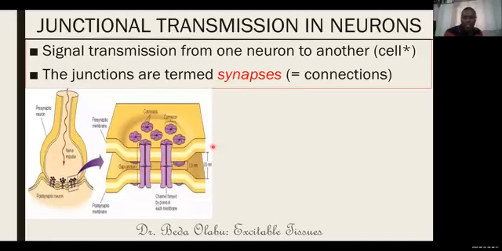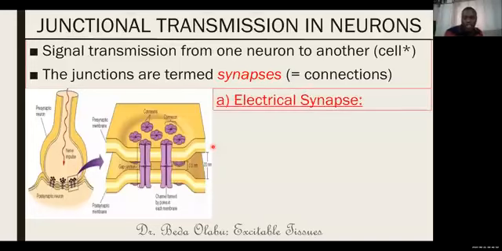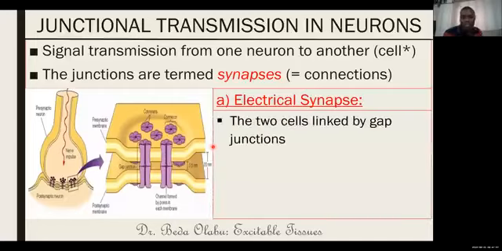The term synapse simply means connection. There are two types of synapses in neurons. There's what we call the electrical synapse. What is an electrical synapse? An electrical synapse is where the two neurons are joined by a gap junction. So if you join two neurons by a gap junction, what will happen? Look, this is a neuron. The depolarization is coming like this up to there. Then there are gap junctions joining this neuron and the next.